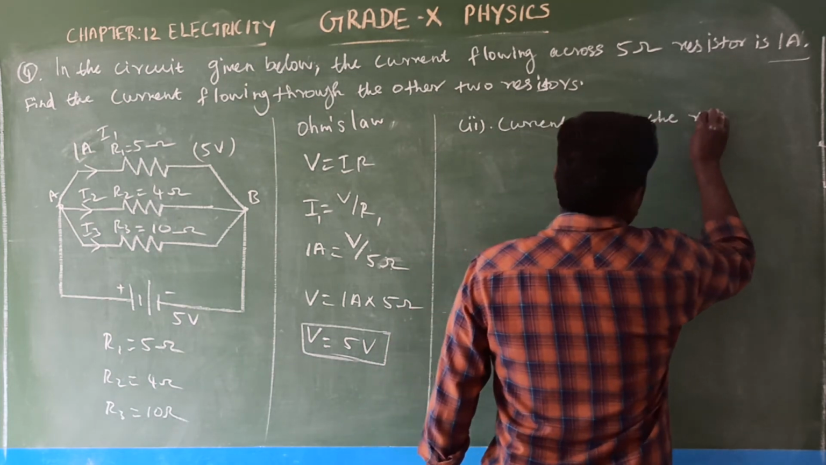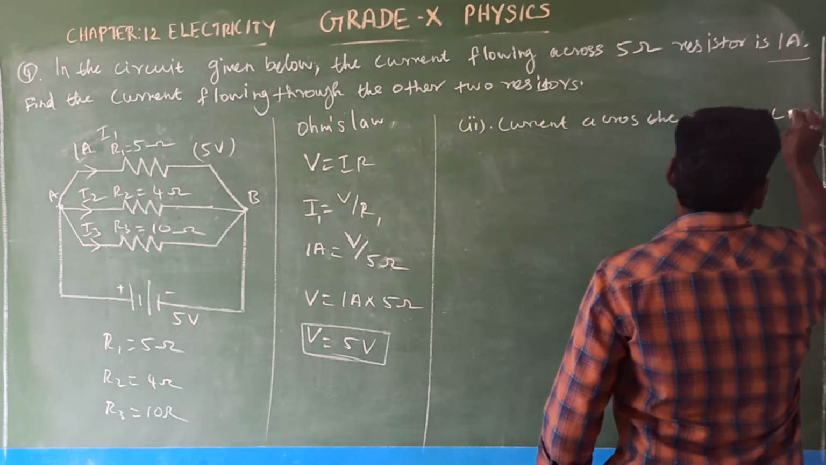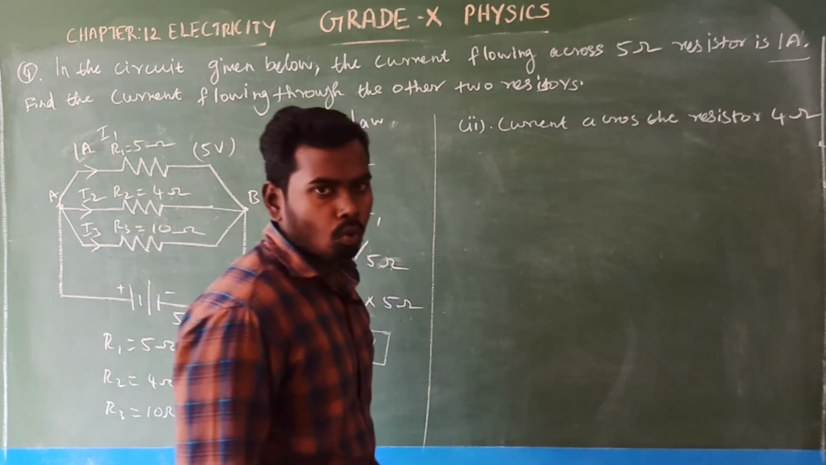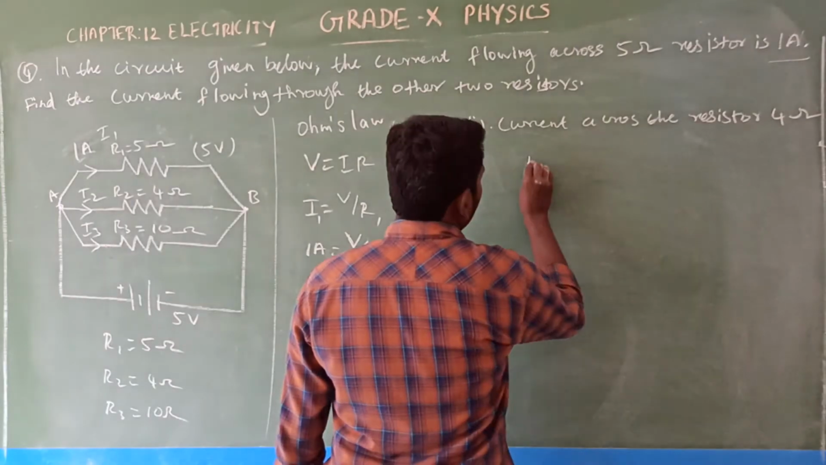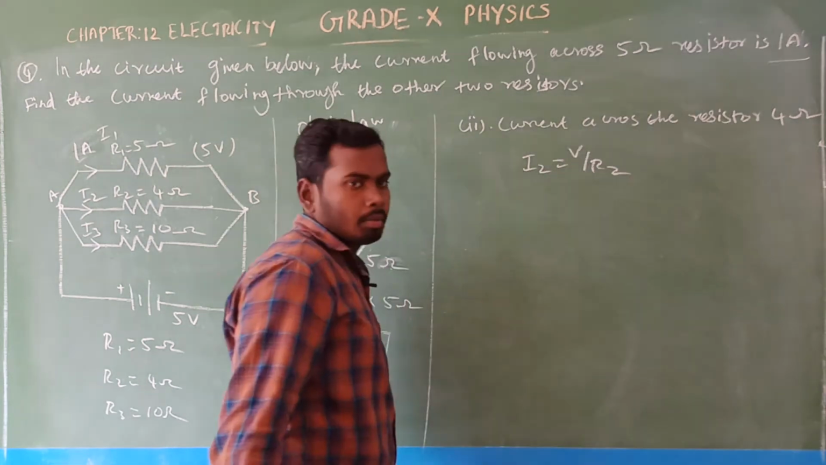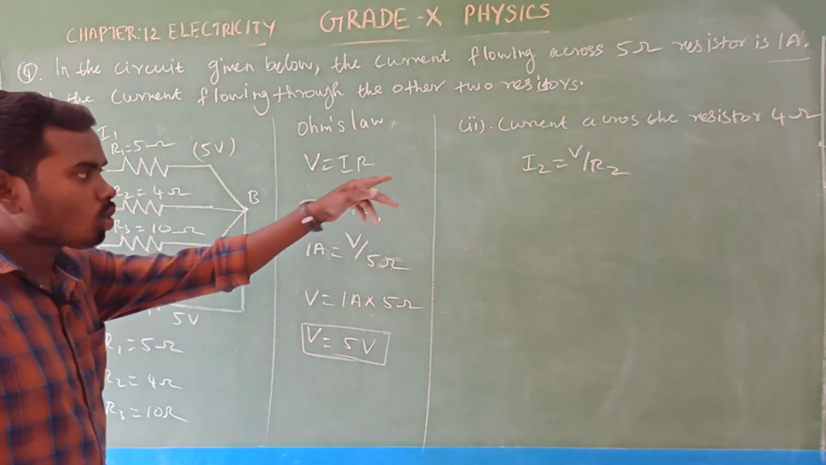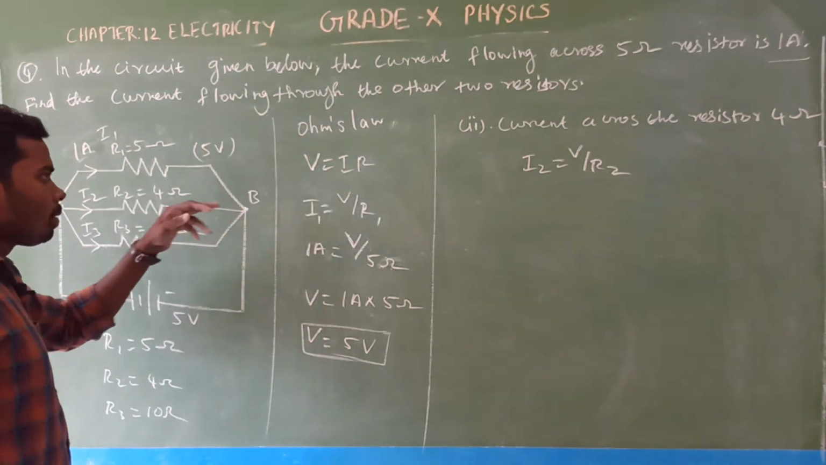Next, find out the current across the resistor. What is that? Yes, 4 ohm. Across the resistor 4 ohm, what is the current value? So here I2 is equal to V by R2, because here the current gets distributed. Across the resistor R2, I2 current is flowing. So I2 is equal to V by R2, because voltage remains same.